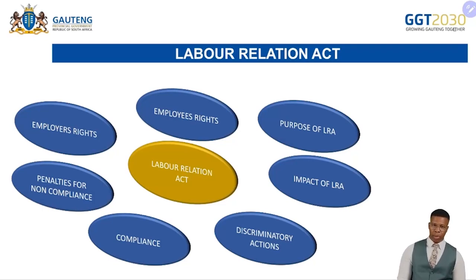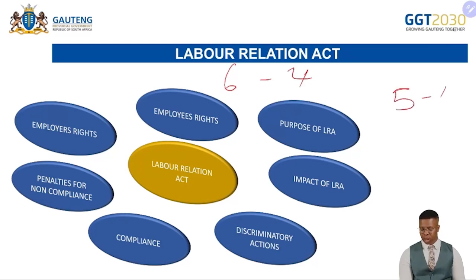That is the focus when you are studying your labor relations. You look into the purpose, the impact, together with discrimination, compliance, non-compliance, and also employers' rights and employees' rights. And remember that the mark allocation in your section B is always 6 to 4 marks. But when you're looking into an essay question, you can prepare for 5 points, which is an allocation of 10 marks. So always keep that in mind when you're studying.